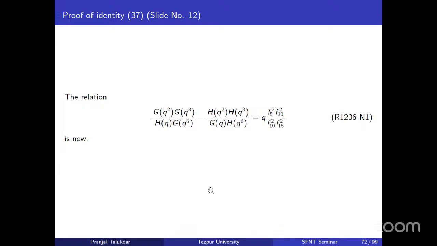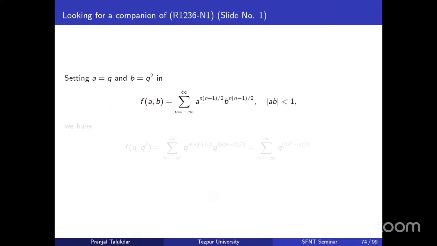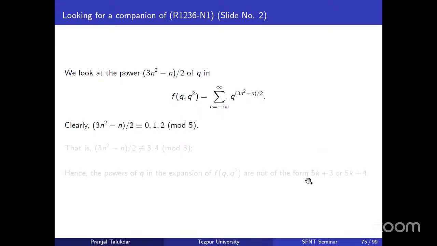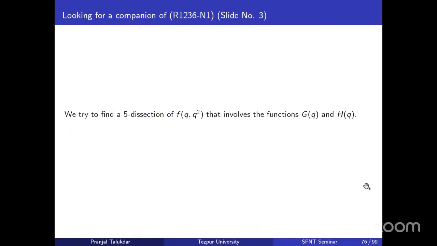But we want to prove that relation involving rq, rq2, rq3, rq6. So now we look for a companion of this relation. For searching for a companion of this relation, what do we do next? Next we set a equal to q and b equal to q squared, and then using a similar analysis, we find that the powers of q in this power series are not of the form 5k plus 3 or 5k plus 4.